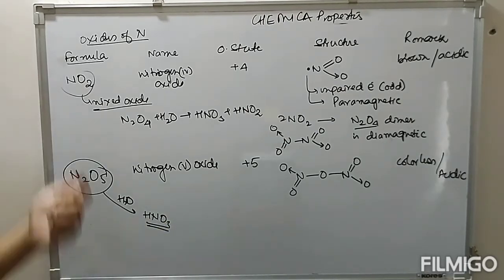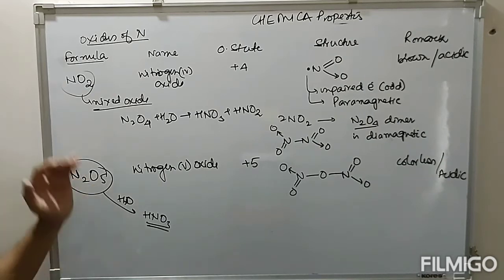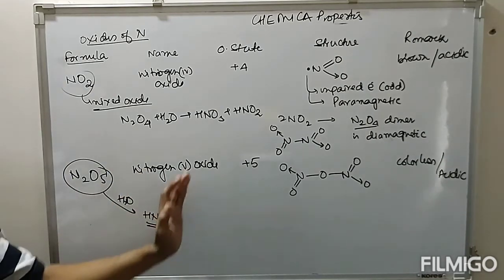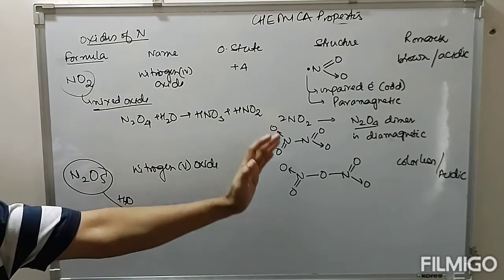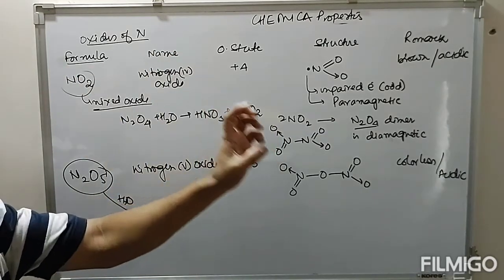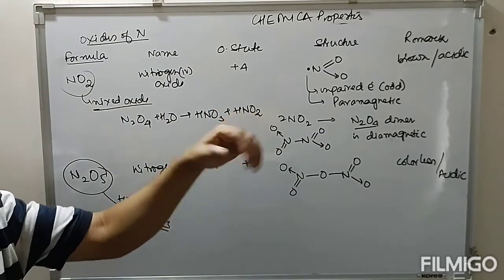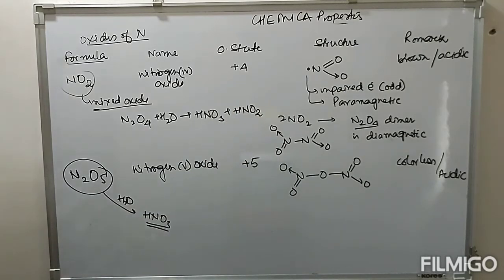So these are the various oxides of nitrogen: their standard name, oxidation state, structure, magnetic behavior, as well as their acidic, basic or neutral nature. These are the oxides of nitrogen. Similarly, phosphorus also shows two important oxides. So let me give you the oxides of phosphorus also.